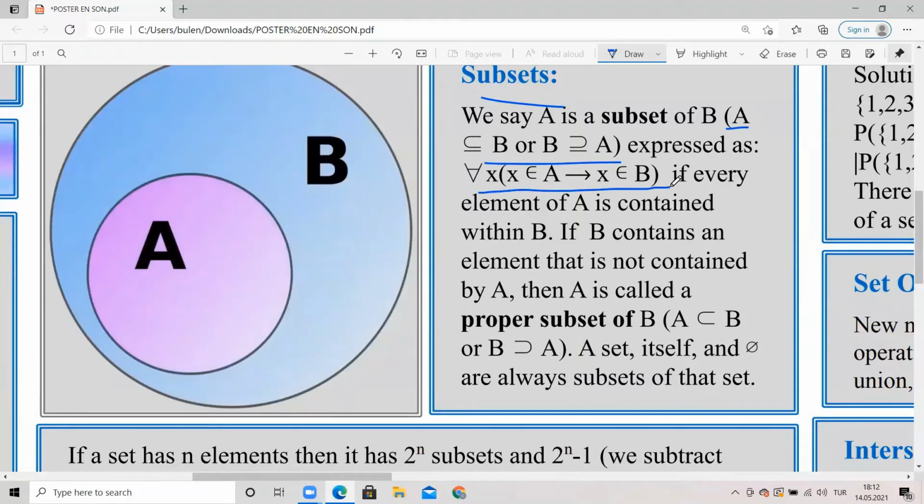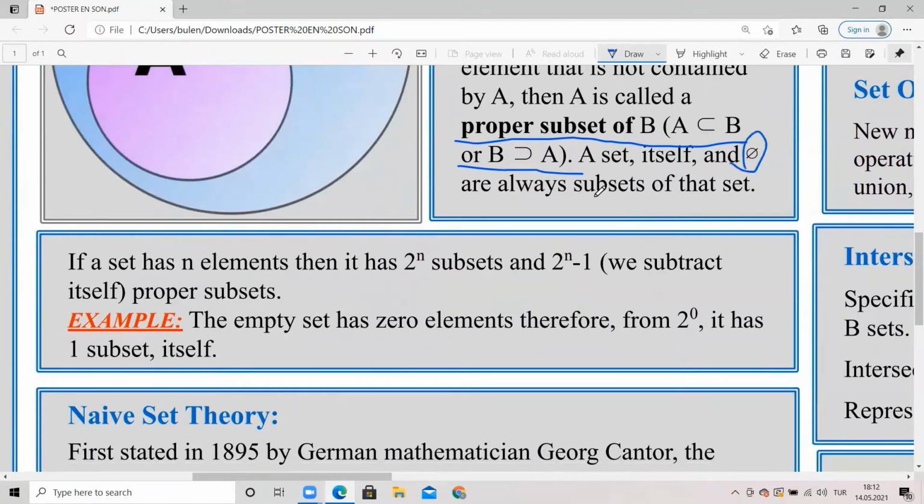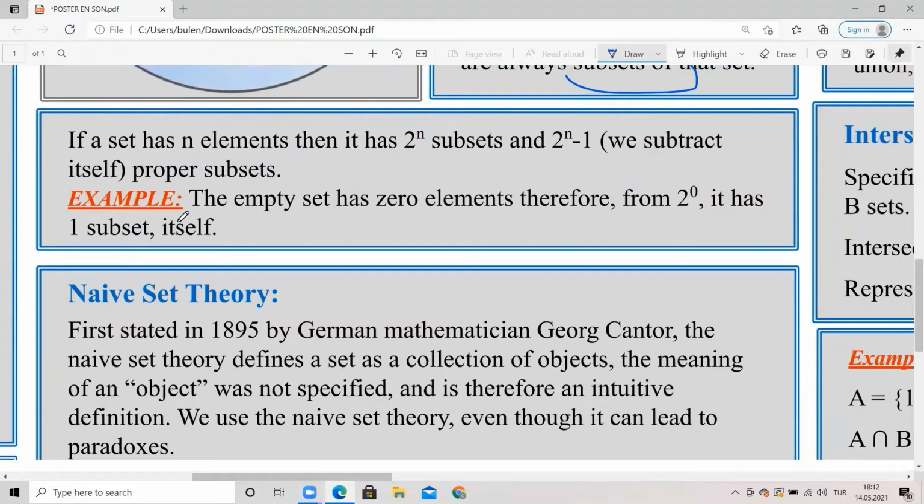Subsets. Now, we say that A is a subset of B, which is shown as this, and which can also be expressed as so, if every element of A is contained within B. But if every element of A is also contained in B, but there is also another element or more than one element that are contained in B and not in A, then A becomes the proper subset of B, which is shown like this. A set will always have the empty set and itself as its subsets.